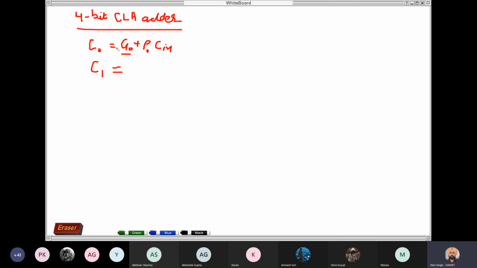Then C1 will be G1 plus P1 into C0. Now if we put the value of C0, you will have G1 plus P1 into G0 plus P1 P0 Cn.